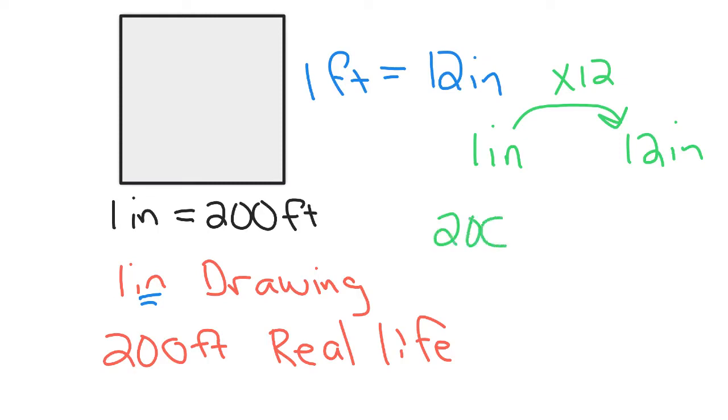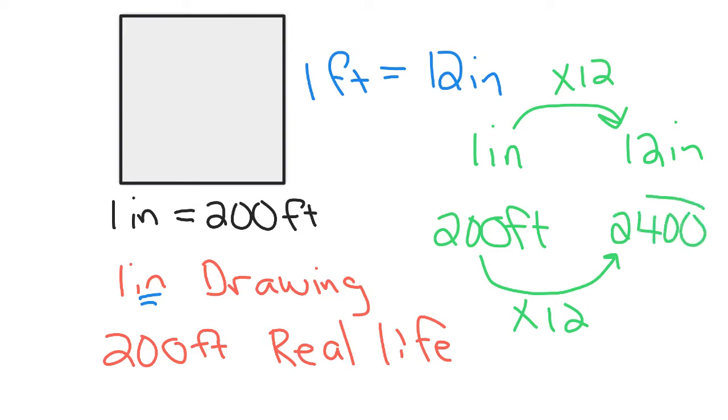We have the 200 feet here. We're going to multiply that by 12 so we can figure out how many it actually is in real life. And 12 times 200 is 2,400 feet, but we're just going to type in 2,400 into assessments.